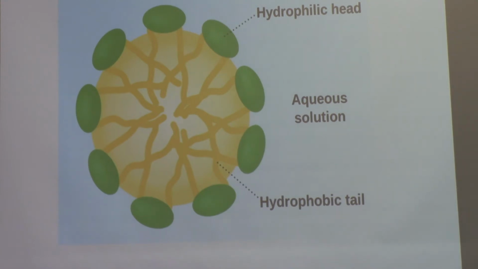This is a picture of a micelle. The green parts are the hydrophilic, polar heads, and they're sticking out towards the water, interacting with the water. Then you have the hydrophobic, nonpolar parts, all pushed in the middle, forming a strong London dispersion interaction between the nonpolar tails.